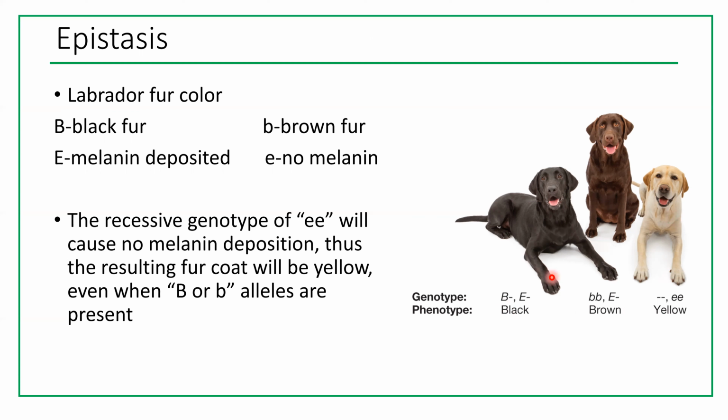Now these two dogs, if they have at least one normal allele for melanin deposition, then the first allele will be expressed, either as dominant or recessive. Hope it makes sense.